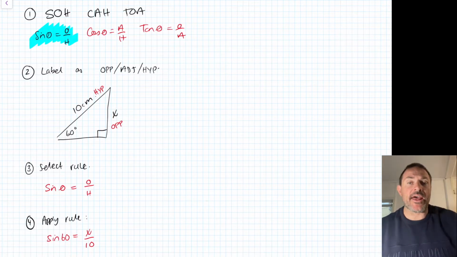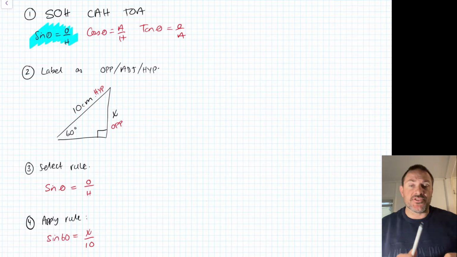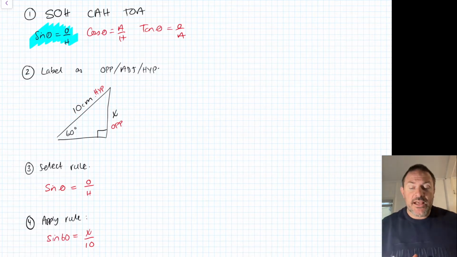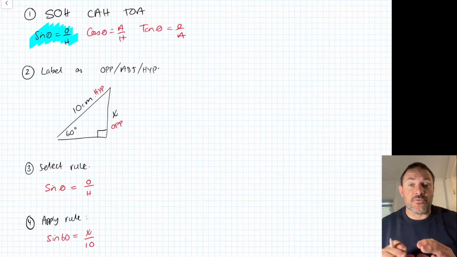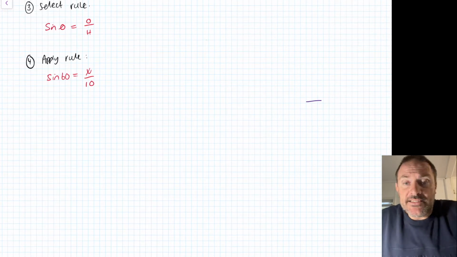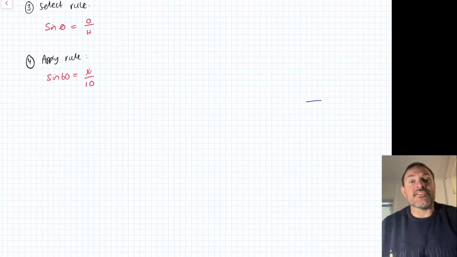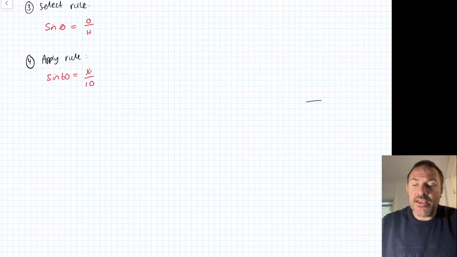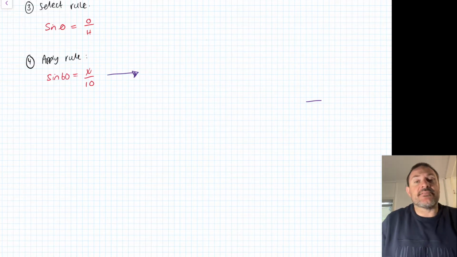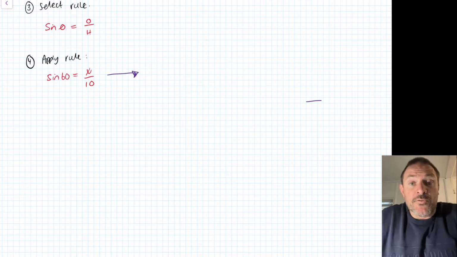So we learned how to do that. Again, you need to know your rules, your ratios, SOH CAH TOA. You need to be able to label adjacent, hypotenuse, or opposite, and then you need to be able to select the correct rule and sub into it. Now, that's where we're at. The other thing we did last lesson, in that second video, was look at some calculations. Now, we've got an equation here, and the next step for today's lesson is, how do I go about solving that?